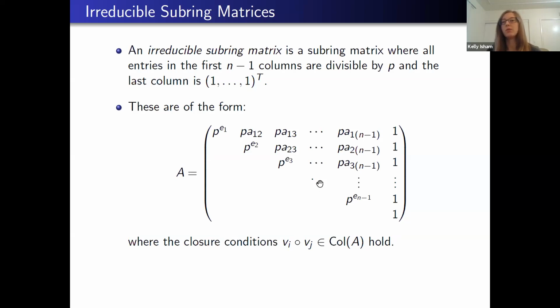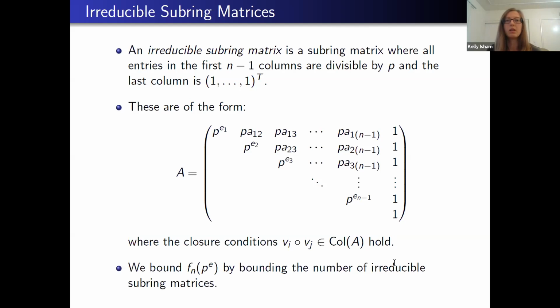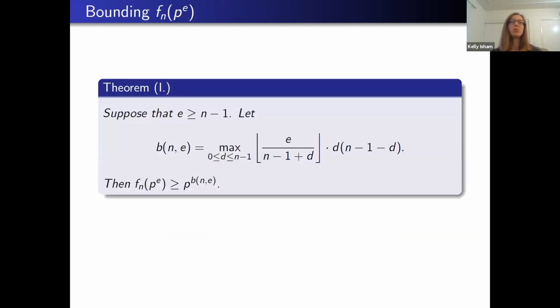It turns out that if you make a bunch of these terms equal to 0 in special ways, the closure conditions actually just go away. So then you can count how many entries we have to make non-zero. And so just doing the combinatorics there, we bound F_n of p to the e by bounding the number of these subring matrices, setting a bunch of the entries equal to 0, and we end up with this bound here.